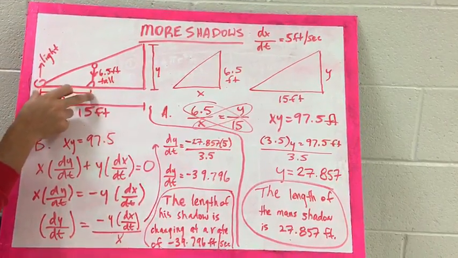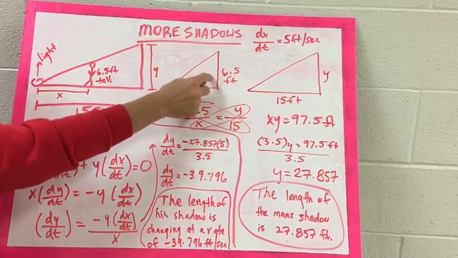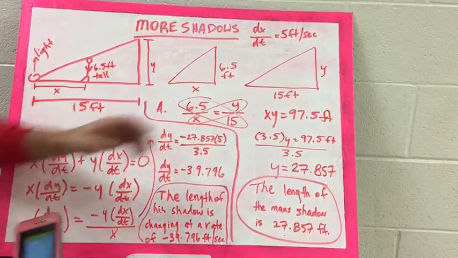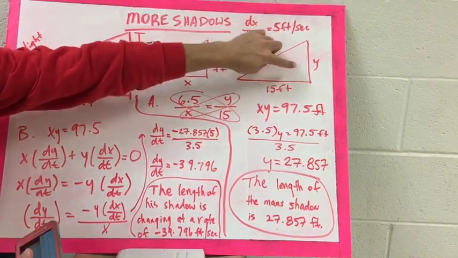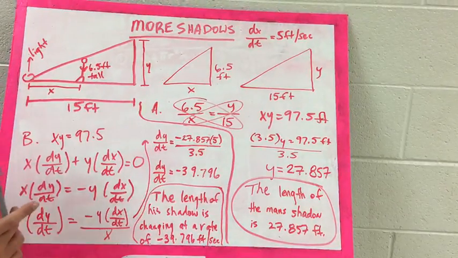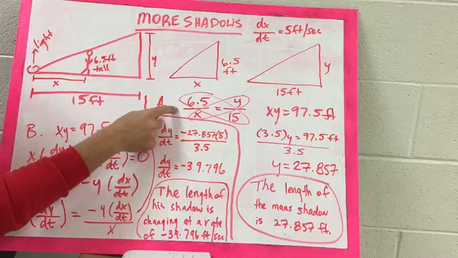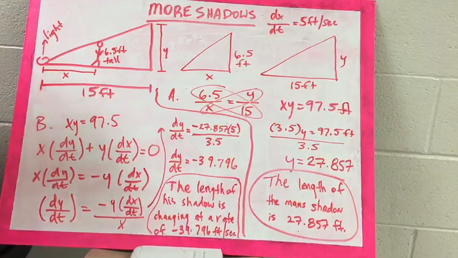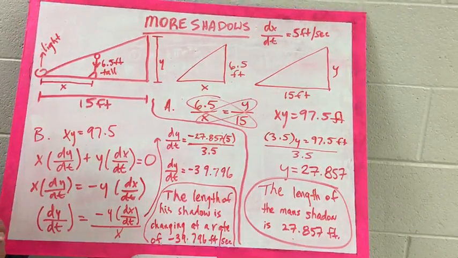And if you want to separate this into two similar triangles, you can say that this length over here is 6.5 feet, and this length right here can be defined as X. And then the other triangle over here, this length can be 15 feet, and then this variable right here will be said to be Y. So to find the length of the man's shadow, you can set up a proportion. So it'll be 6.5 feet over X equals Y over 15 feet. And you can cross multiply and get X times Y equals 97.5 feet.